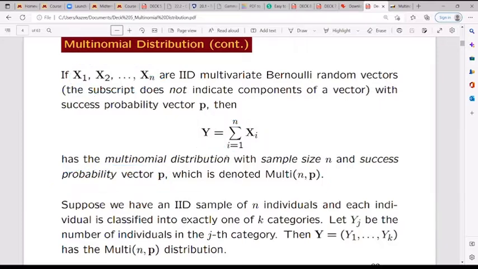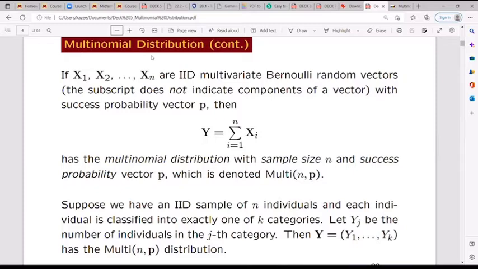And to take a look at this guy now, that is an abbreviation for the multinomial distribution with parameters n and p. Don't forget here, p is a vector. Okay, p is a vector.